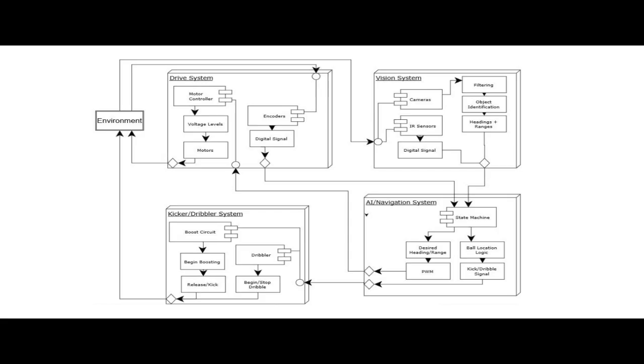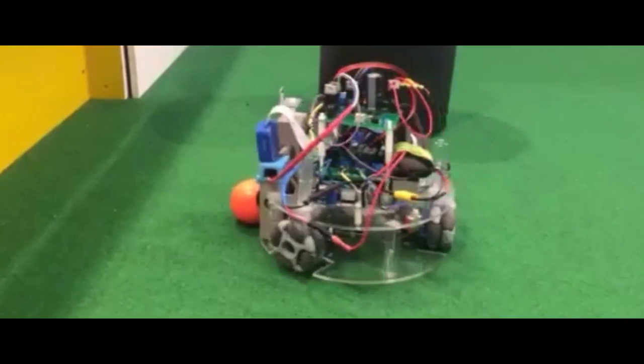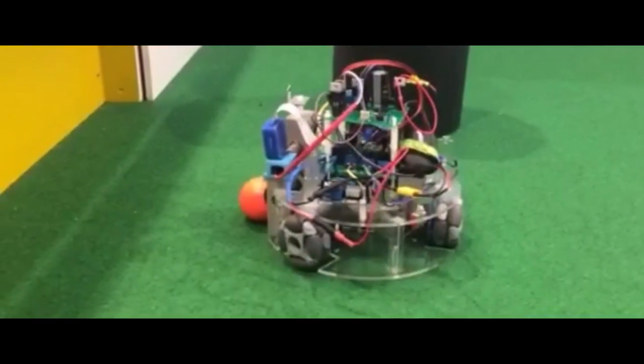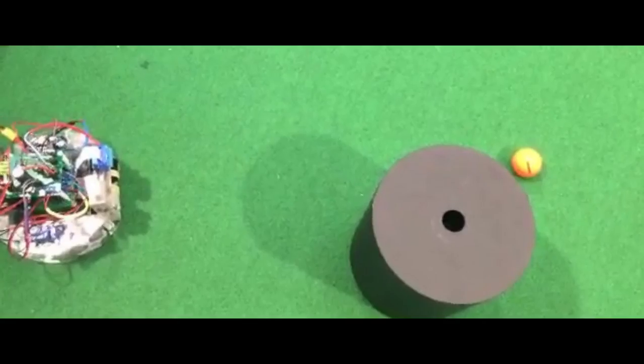The AI module has the job of taking and sending information to and from other subsystems. Given information about its surrounding environment, the AI is designed to make informed decisions on what actions to take, capable of performing searching, retrieving, dribbling, and shooting actions.